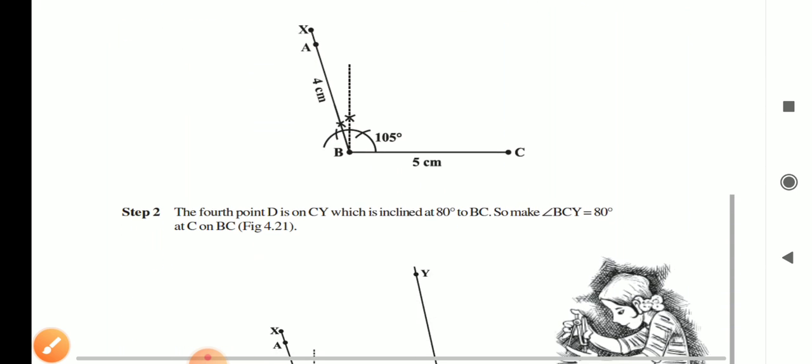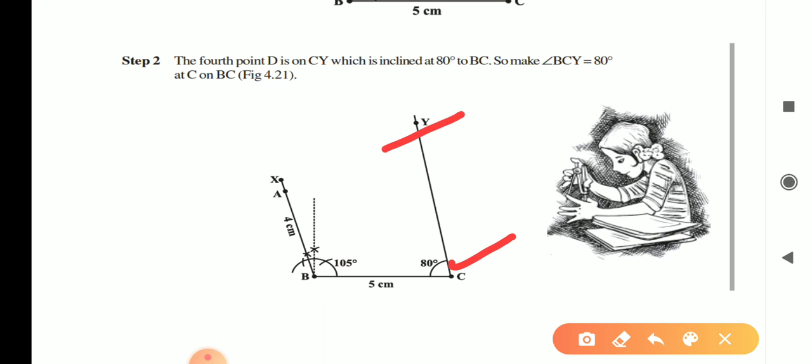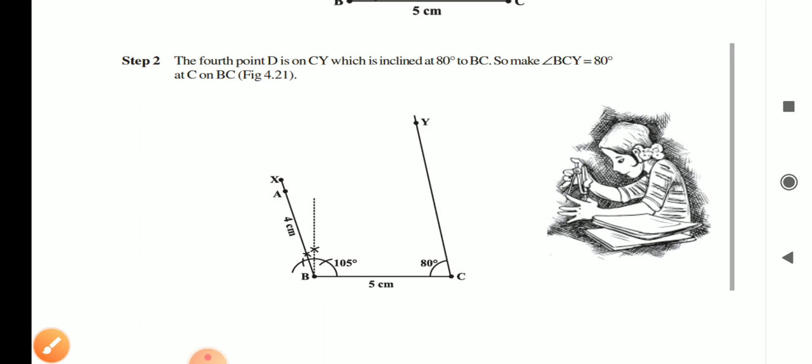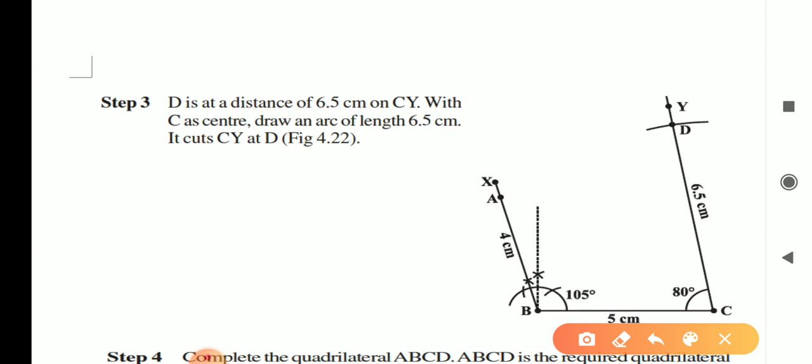Now the second step is: taking C as center, make an angle of 80 degree and draw a ray CY to an extended point. Third step: cut the line segment 6.5, which is CD, from the point C and make an arc at the point D. This is step three.